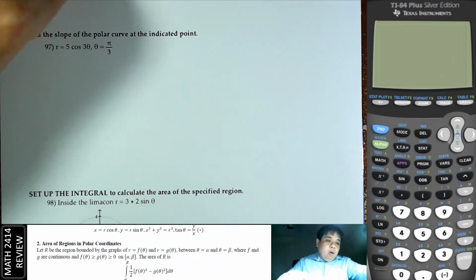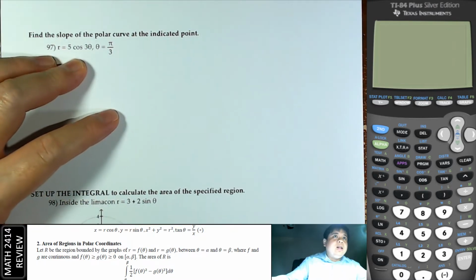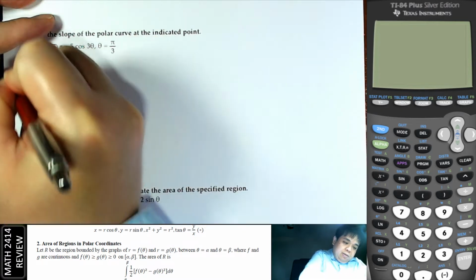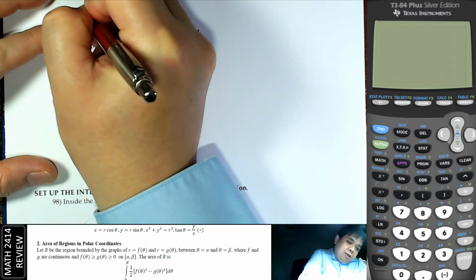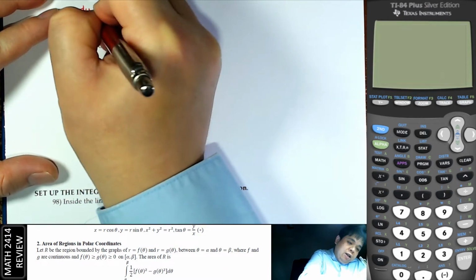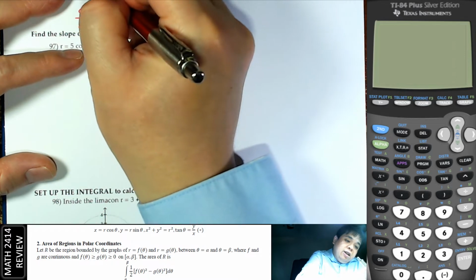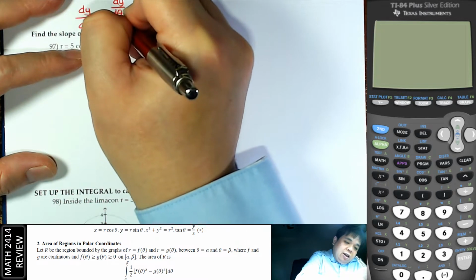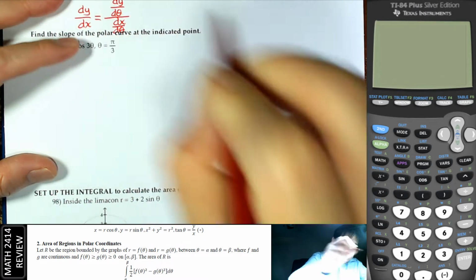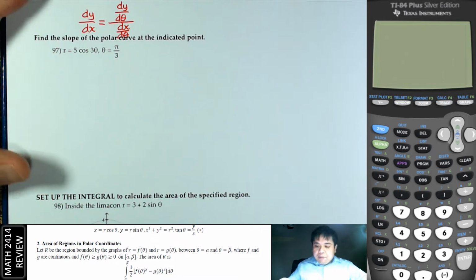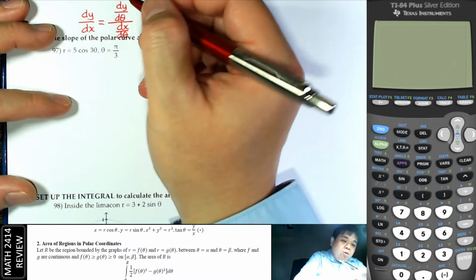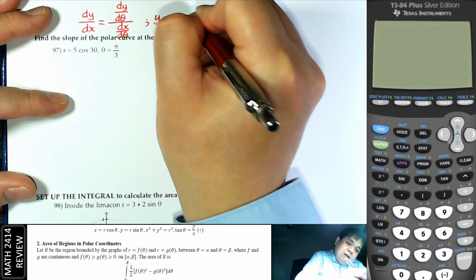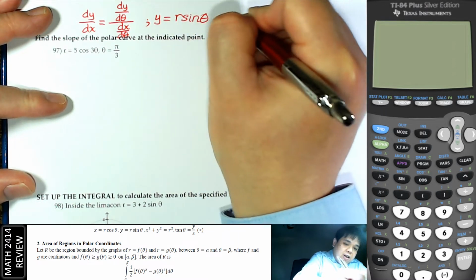Now find the slope of the polar curve given by this equation. So this slope is dy over dx. Now we will have y is a function of theta, and x is a function of theta. And because y is r sine theta, and x is r cosine theta, the usual.